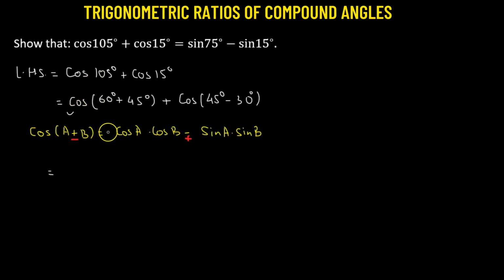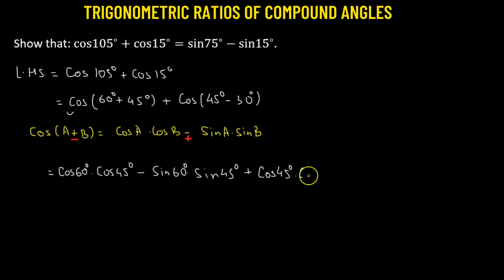So cosine of 60 degrees plus 45 degrees will be equal to cosine A times cosine B. Since we have a positive sign here, this is going to become negative. We have negative of sine 60 degrees times sine 45 degrees, added to, now we have cosine of 45 degrees minus 30 degrees. We will apply the formula for cosine of A minus B. That should give us cosine 45 degrees multiplied by cosine 30 degrees. Since we have a negative sign here, we're going to have positive sine 45 degrees times sine 30 degrees.